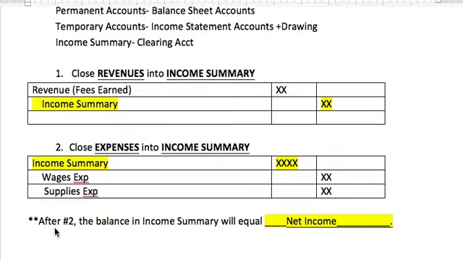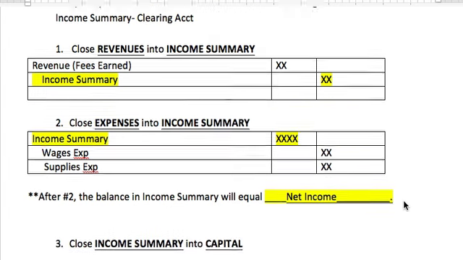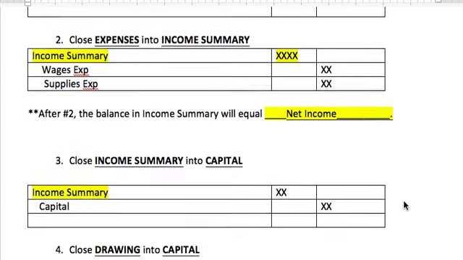After journal entry number 2, the balance in the Income Summary account will equal net income. Why? Because we've closed out revenue and we've closed out expenses into that same account on two different sides of the account, as you see. And so the difference between that is net income.